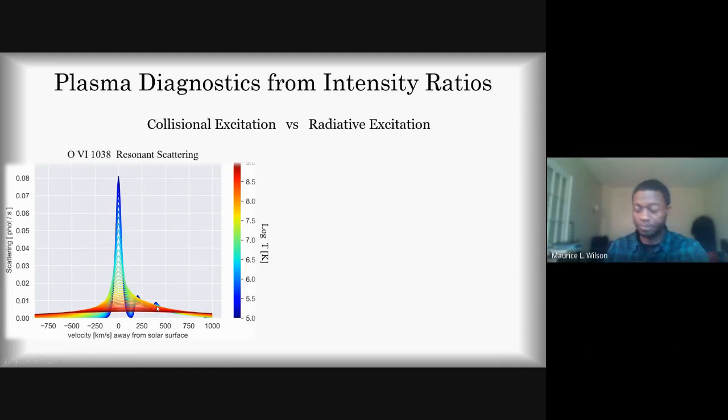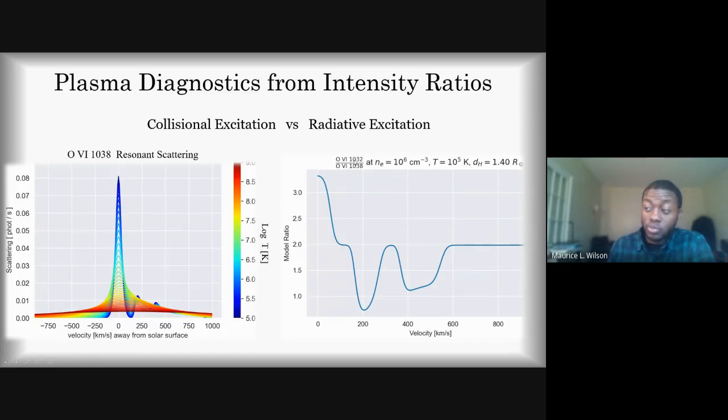I already mentioned that with the intensity ratio, we have the 1032 line in the numerator, 1038 line in the denominator. So when the denominator is being pumped up, the ratio gets bumped down. Around that 200 kilometers per second, it gets bumped down. Around 400 kilometers per second, the ratio is bumped down. These are just atomic models, just demonstrating the concept.